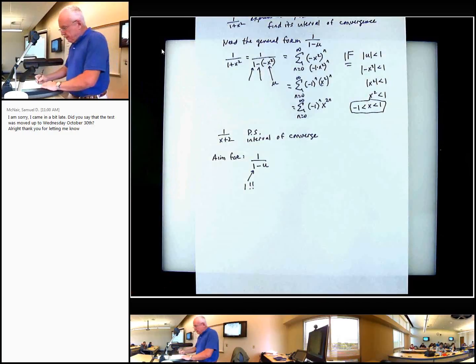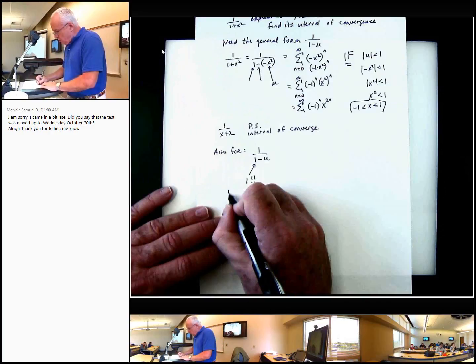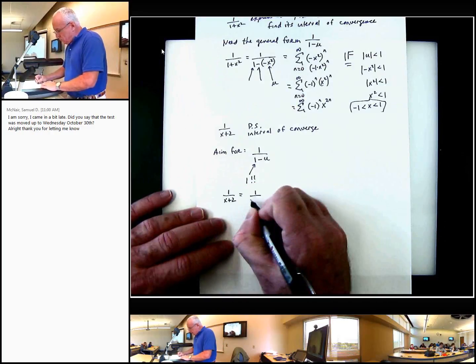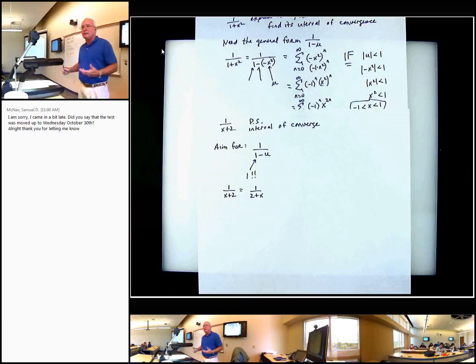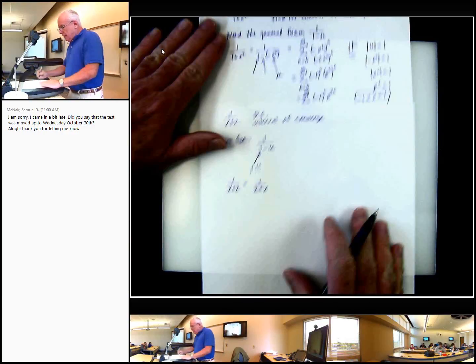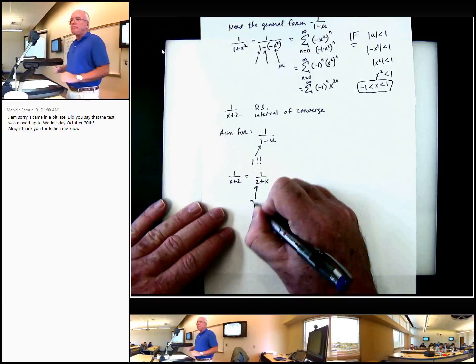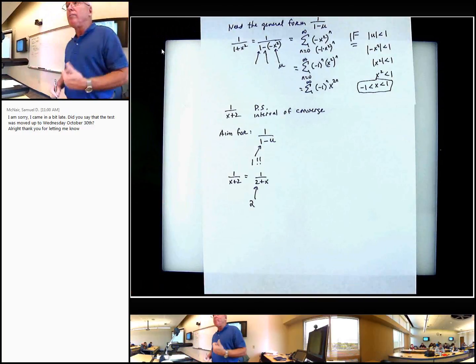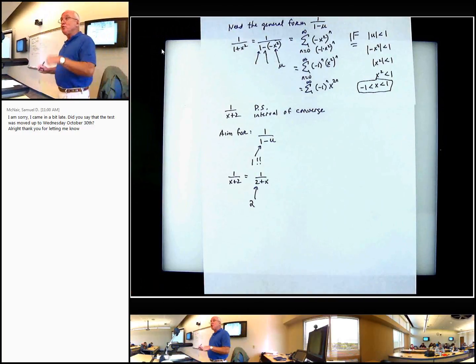What do we have here? We have 1 over x plus 2. Well, I can certainly write that as 1 over 2 plus x, all right? I'm just switching the terms in the denominator. Now, this is a 2. I want a 1 for this formula. You have to have a 1. So how can I make that 2 into a 1 while at the same time not fundamentally changing my expression?